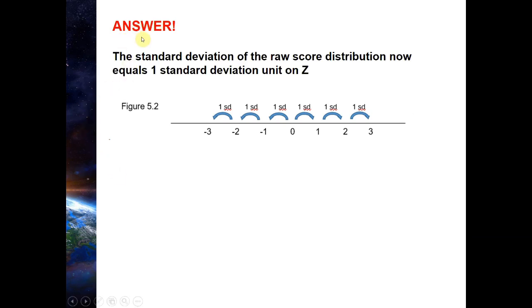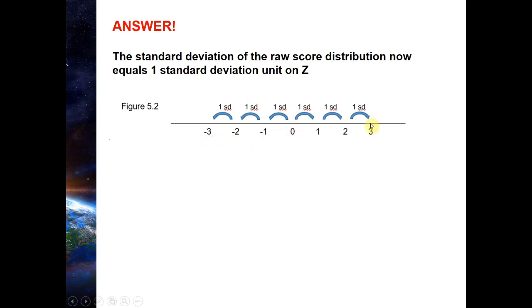So here is the answer. All right, what you need to know is that whatever your standard deviation was in your original raw score distribution, that standard deviation now becomes 1 unit on Z, the equivalent of 1 unit on Z. Now, I know that doesn't make much sense yet, so just hold on, okay? I'm going to explain it.